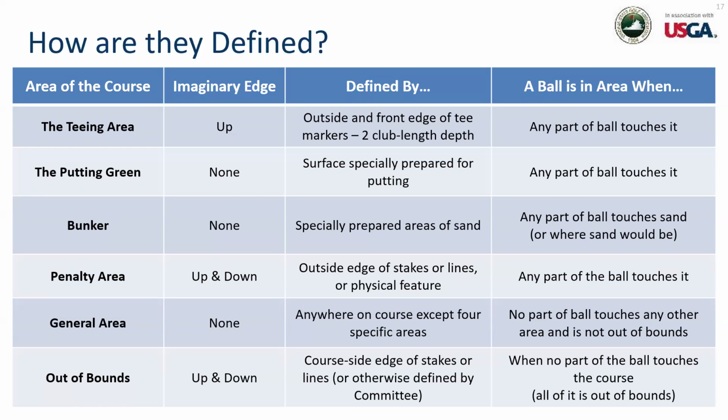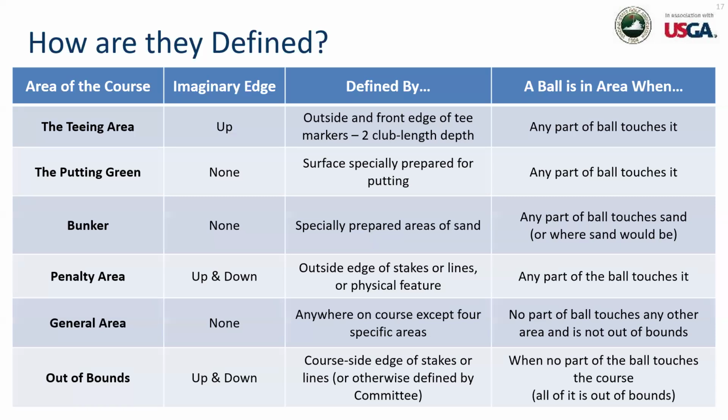Which leads us to the last area, out of bounds. Out of bounds can be defined by any number of features: stakes, lines, fences, walls, buildings, or pavement, for example. Usually it is clarified on the notice to players or the course local rules that could be on the back of the scorecard. Local rules say if there's out of bounds and how it's defined.